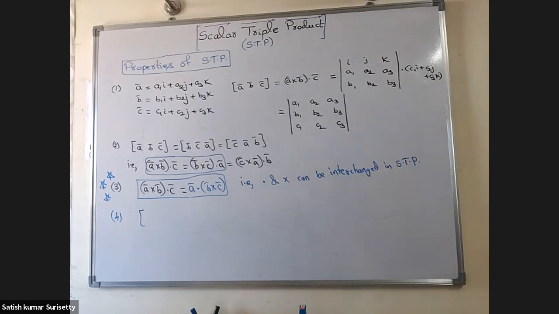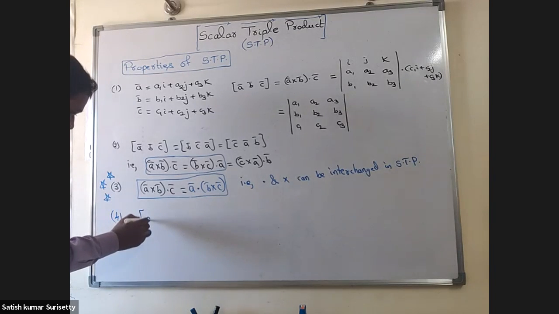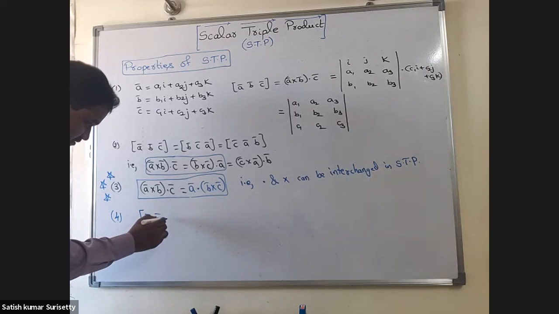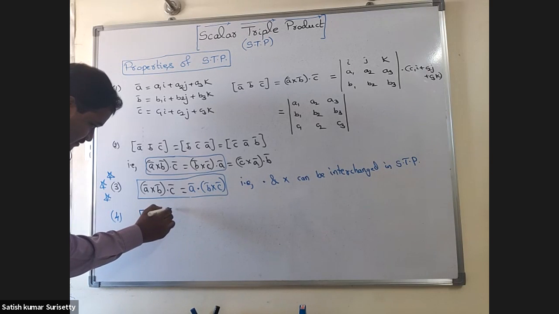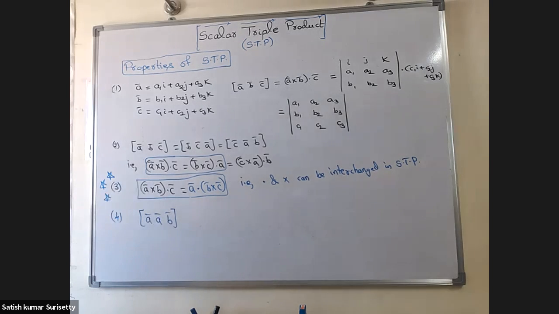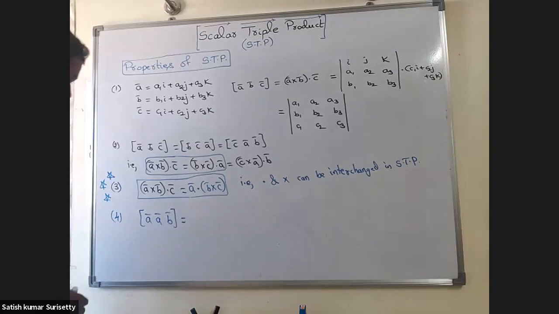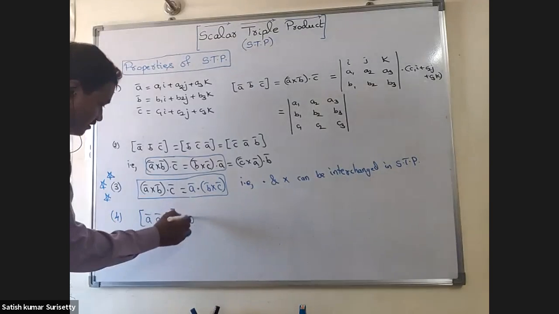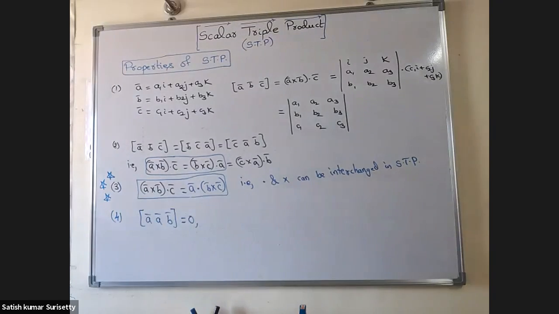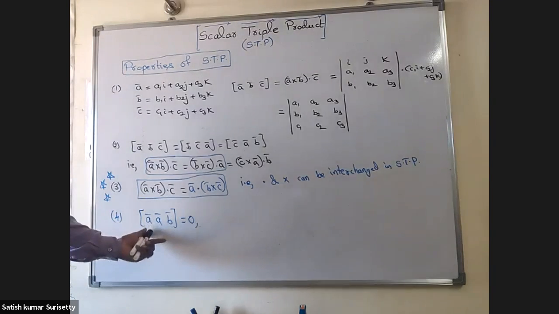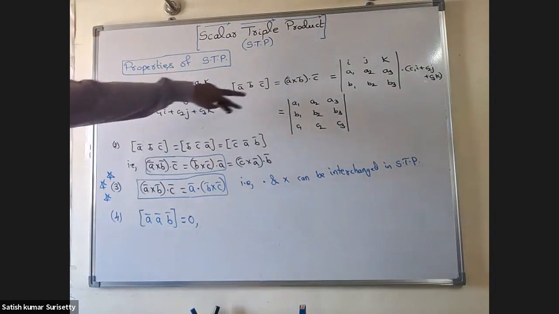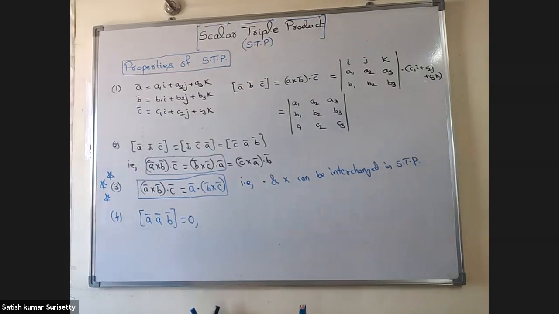The scalar triple product of A bar, A bar, B bar equals 0. Why? Because two vectors are the same, which indirectly means two rows are identical. So in a determinant, when two rows are identical, the determinant value will be 0.